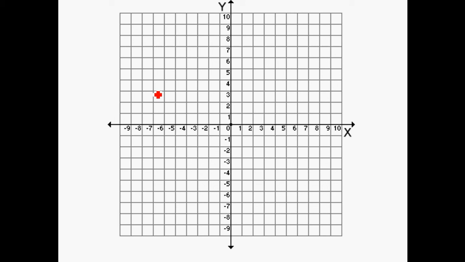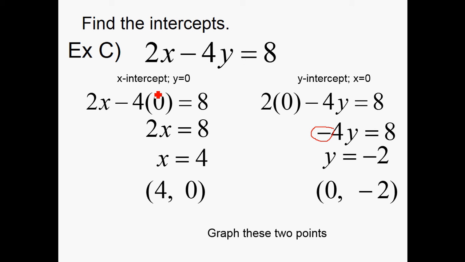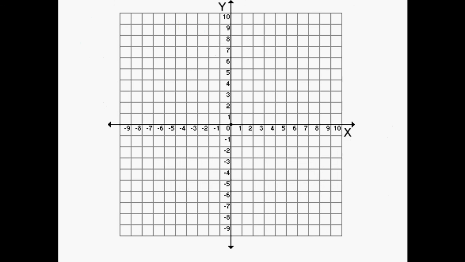So looking back, we have x is equal to 4, 4, 0 for the ordered pair, and y is negative 2. Let's see, x is 4, 4, 0 is the ordered pair. Y is negative 2, 0, negative 2. Line is going uphill. Our slope would be positive.